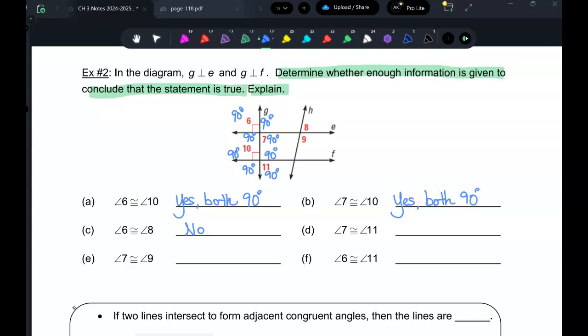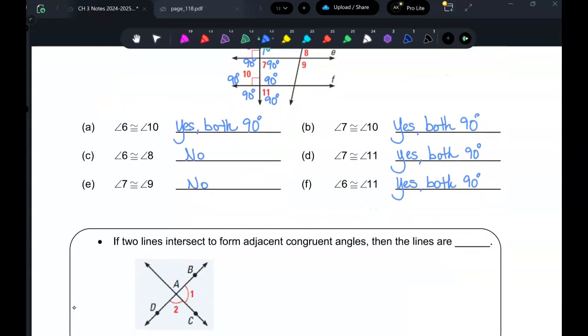Okay, 7 congruent to 11. Yes, they're both 90 degrees again. Okay, 7 and 9. No, not enough information. Again, we had said there's no little square, so we don't know in that area. And finally, 6 and 11. Yeah. So the only ones we don't have enough information for would be 8 and 9. All those other angles are going to be congruent. Good questions.